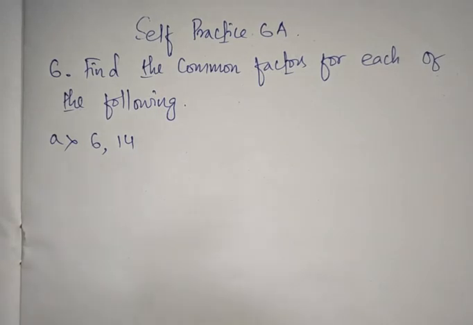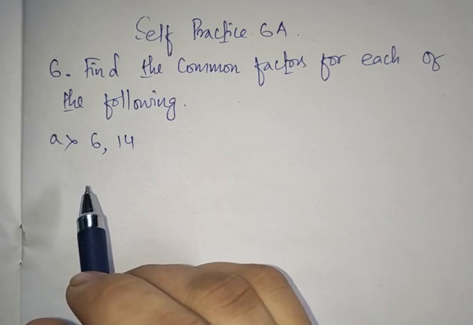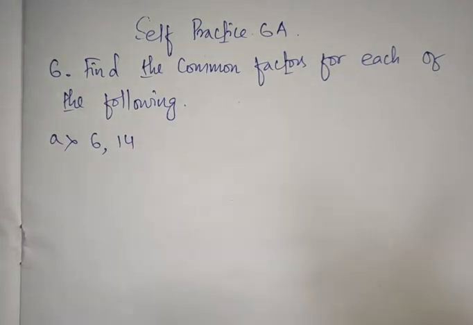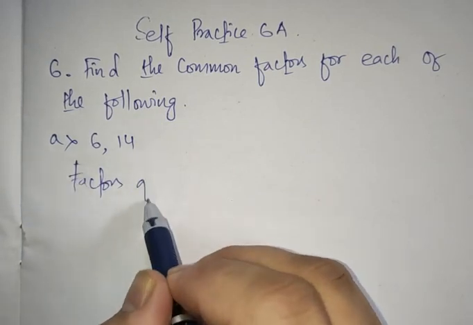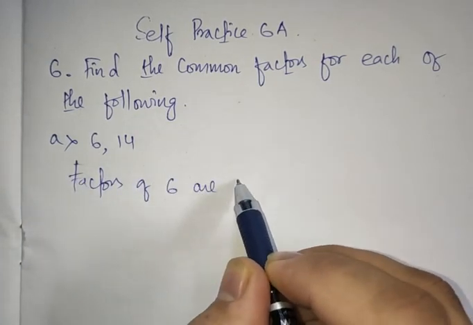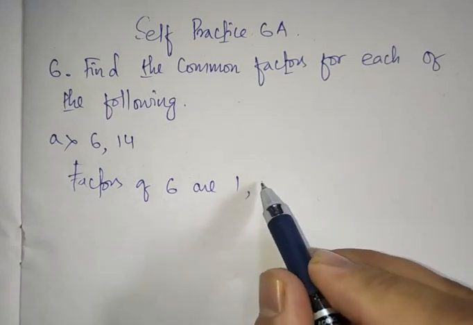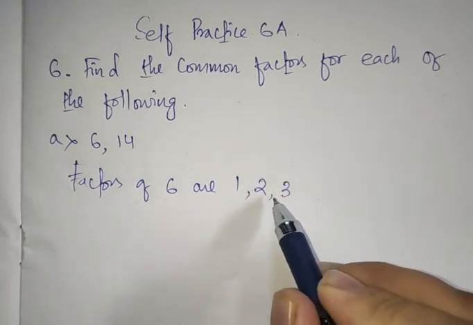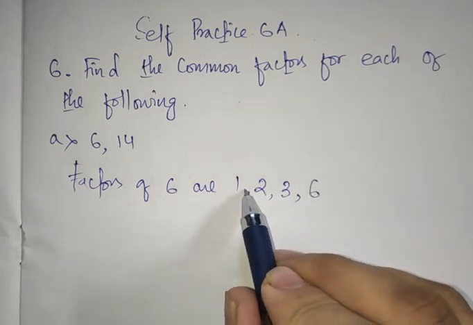of self practice 6a. To find the common factors between 6 and 14, the one which I have solved is also correct. You can use that technique, or you may use the technique which I am solving right now. First of all, you'll write the factors of 6. Write all the factors of 6: 1, then 2, then 3, then 4, 5 and directly 6. So the factors of 6 are 1, 2, 3, 6.